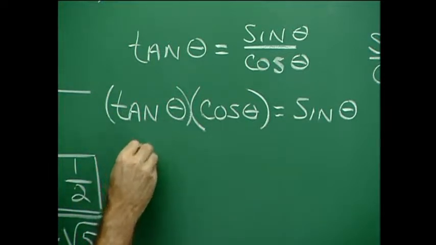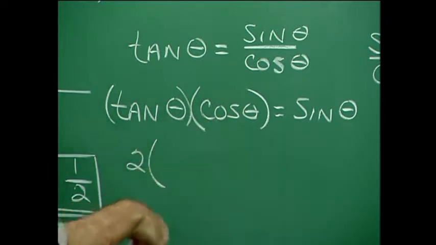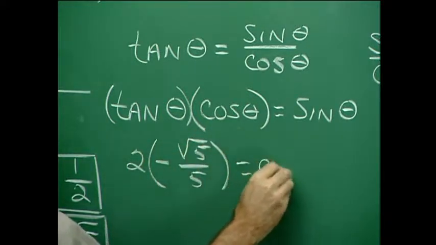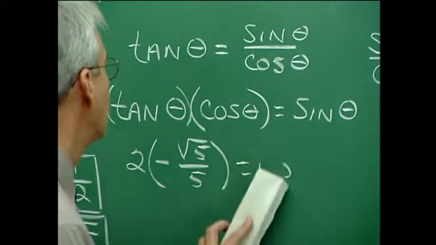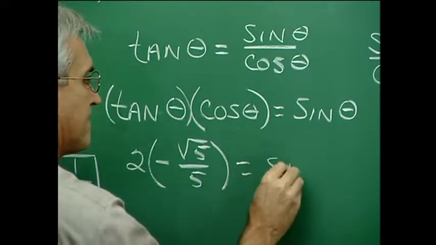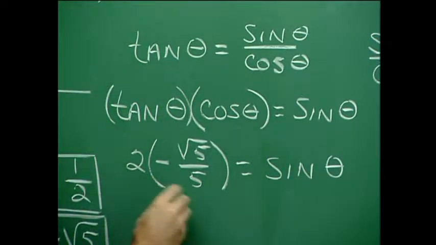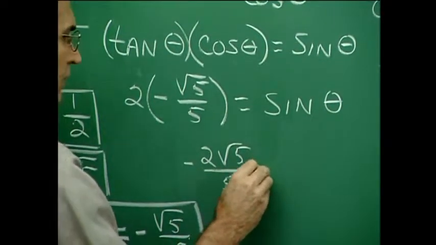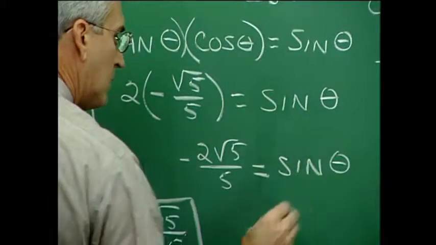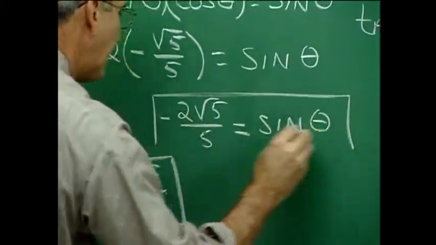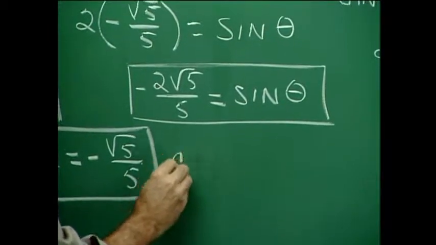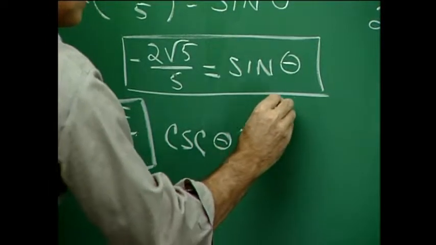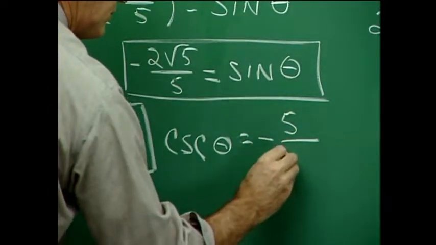Now we have tangent theta is 2. And cosine theta, we found it down here to be negative square root of 5 over 5. And that's what sine theta is. And now multiplying, we get negative 2 root 5 over 5 for sine theta. So then cosecant, and this is one of the others that we needed, and now cosecant is the reciprocal of this, so we have negative 5 over 2 root 5.